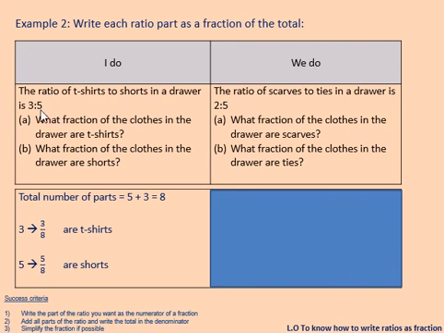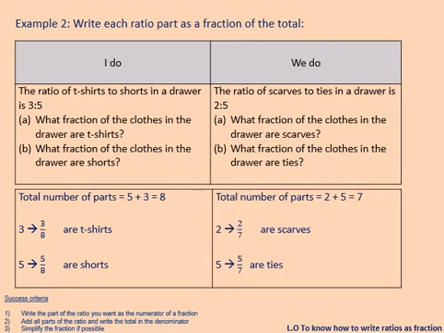So again, we need to work out how many total parts. So we do 5 add 3, adding both parts of the ratio. That gives us an answer of 8. So there are 8 total parts in this ratio. Now 3 of those 8 are t-shirts. So 3 over 8 are t-shirts. And 5 parts of those total 8 parts are shorts. So the shorts fraction is 5 over 8. Please copy that down, then pause the video so you can try the we do yourself. Pause the video now, please.